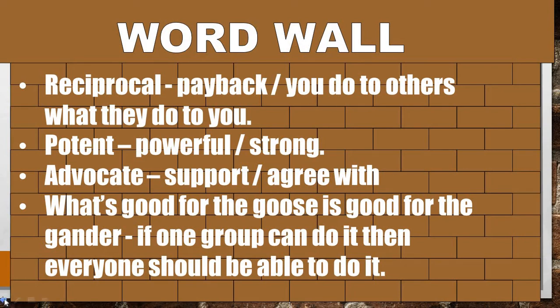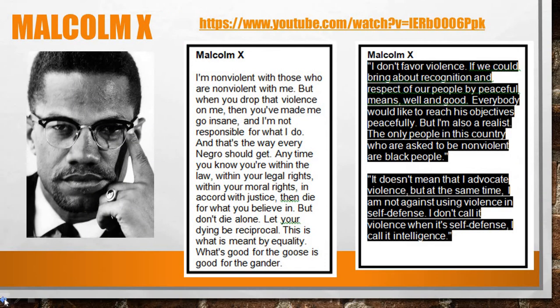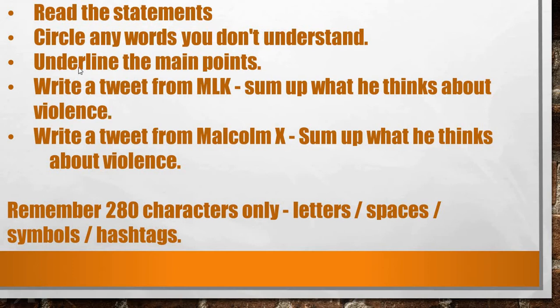So you're going to go through those statements either on the Word document or on the PowerPoint, and then after underlining the main points, you're going to write a tweet from Martin Luther King summing up what he thinks about violence. Then you're going to write a tweet from Malcolm X summing up what he thinks about violence. The two fake Twitter pages are again in Teams, so you can download it and then write straight onto it. Remember, for Twitter you are only supposed to use 280 characters, so that's letters, spaces, symbols, hashtags.